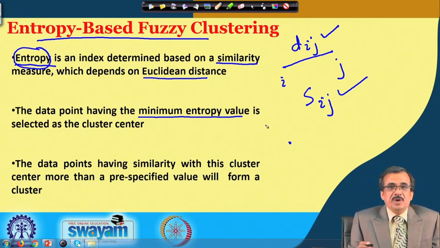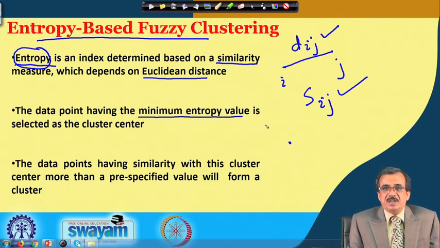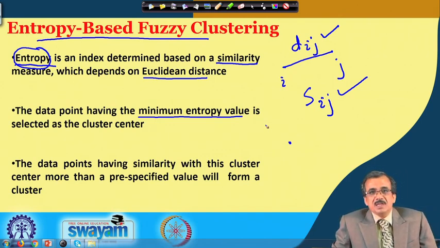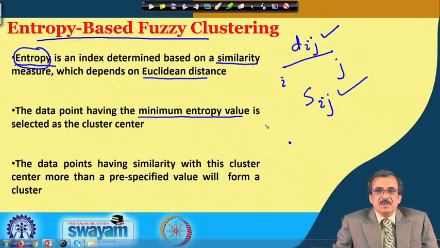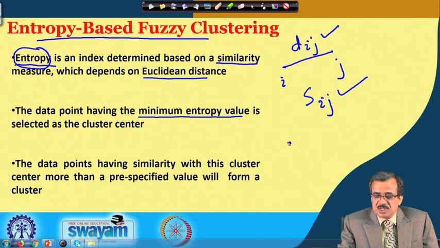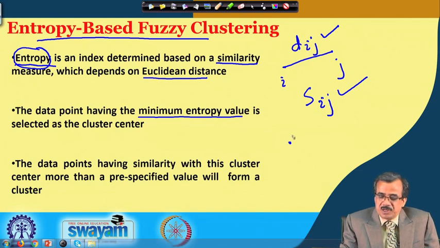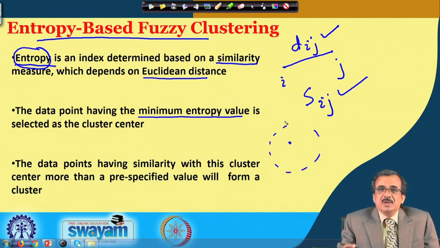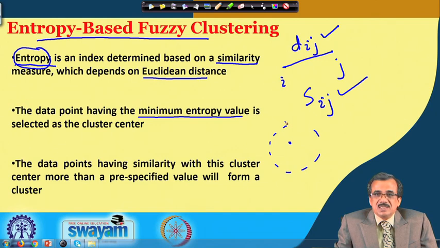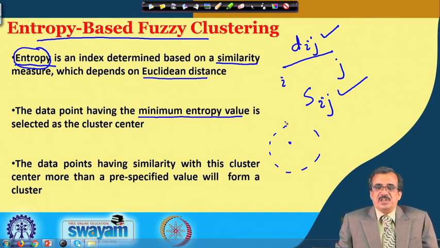What we do is we try to take the help of similarity once again, and there will be some threshold value of similarity. The data points surrounding this particular cluster center, which are found to have similarity greater than or equal to some pre-specified value, will be encouraged to enter this particular cluster. This is the way actually we do the clustering, and this particular thing we are going to discuss in much more detail.